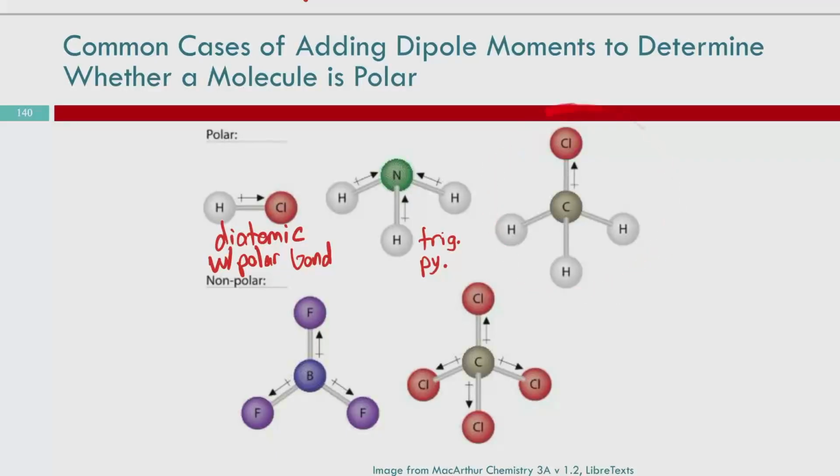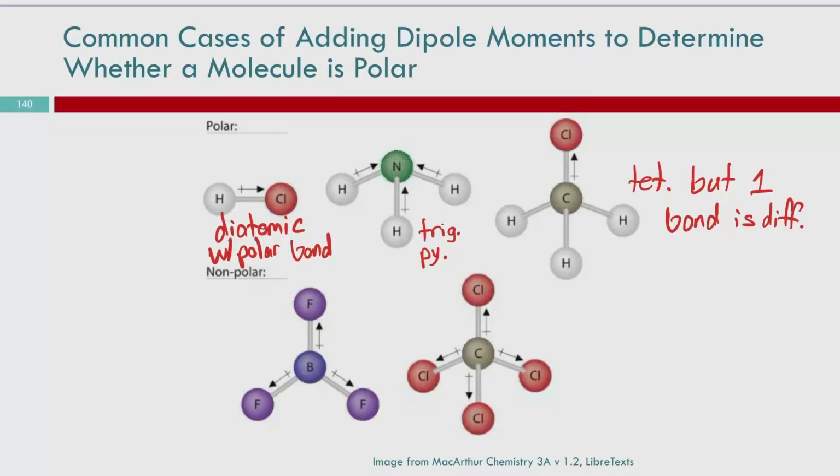We also have this tetrahedral, but one of the bonds is different. You don't need to have these memorized. I'm just writing out explanations so we can see why they're the way they are. And then for nonpolar, we've got trigonal planar with all the same bonds, and tetrahedral, all the same bonds.